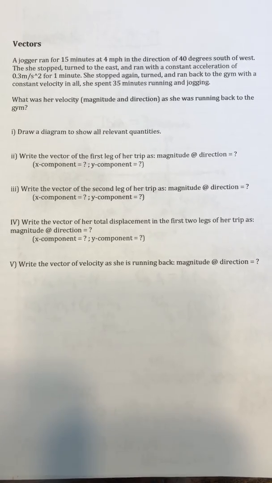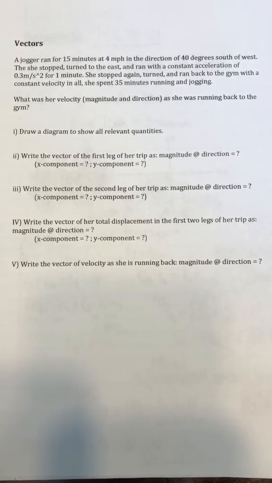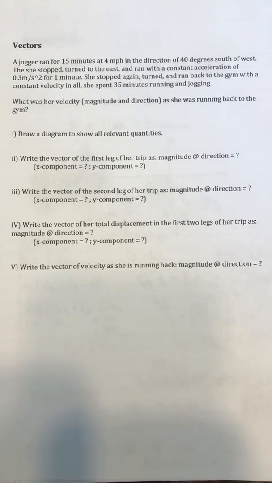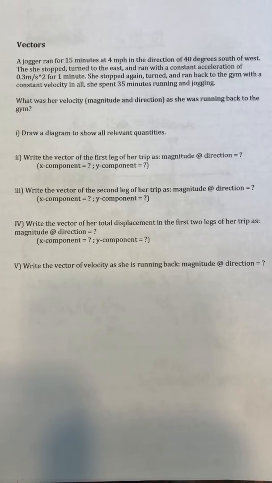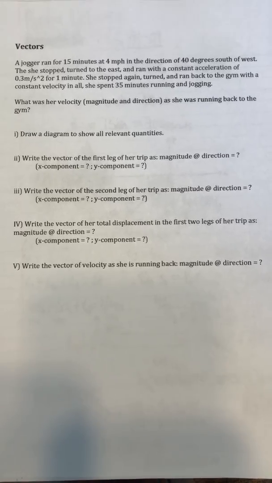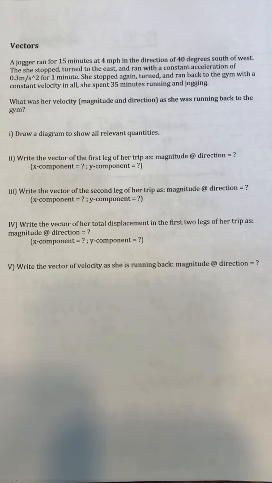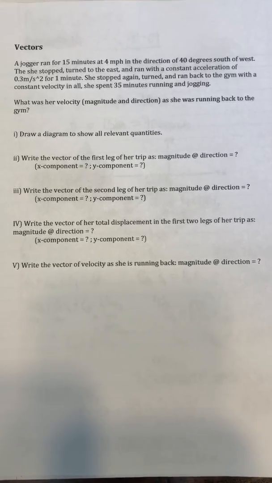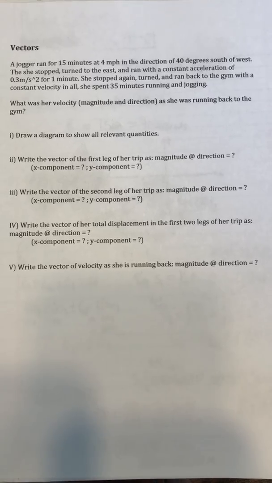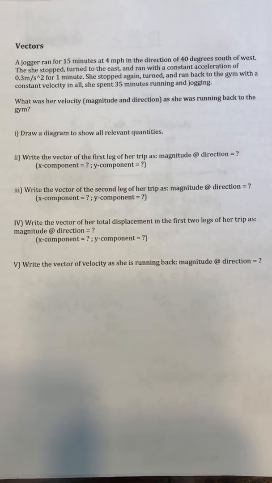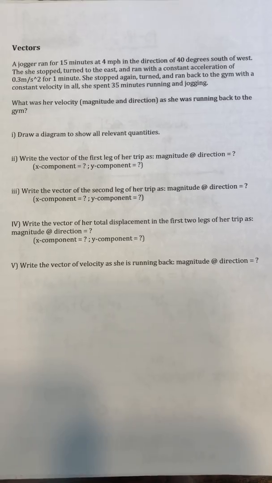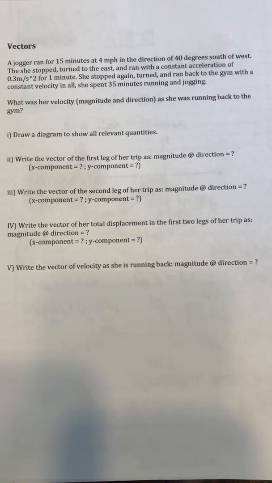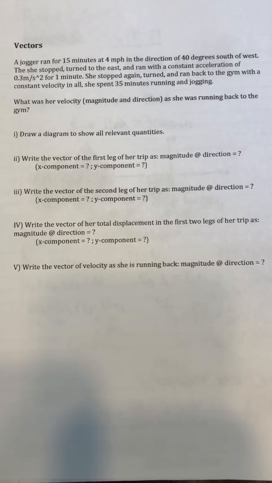A jogger ran for 15 minutes at 4 miles per hour in the direction of 40 degrees south of west. Then she stopped and turned to east, and ran with a constant acceleration of 0.3 meters per second squared for 1 minute. She stopped again, turned, and ran back to the gym with a constant velocity. In all, she spent 35 minutes running and jogging. What was her velocity, magnitude, and direction as she was running back to the gym? Draw a diagram to show all relevant quantities.